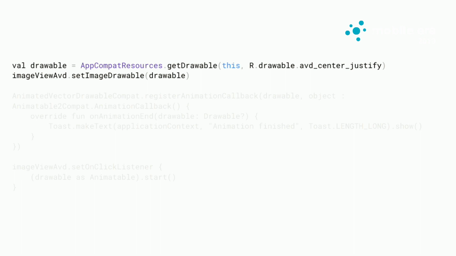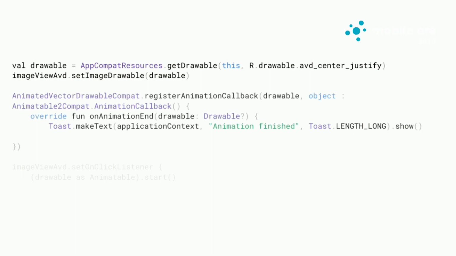Set that on image view. And then if I wanted to get notified when this animation was finished, I would add an animation callback listener, and I can do something with it. In this case, I'm just going to show a toast. And then to actually show the animation, on click of the button, we call drawable as animatable and .start, and that'll just fire off the animation for us to run.